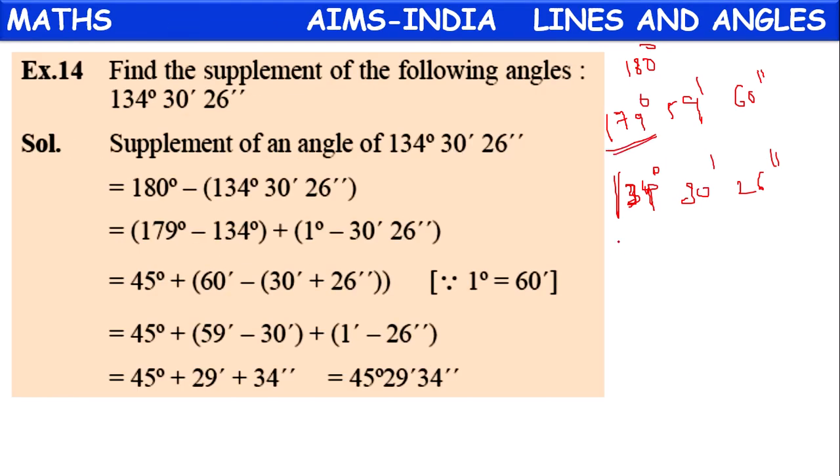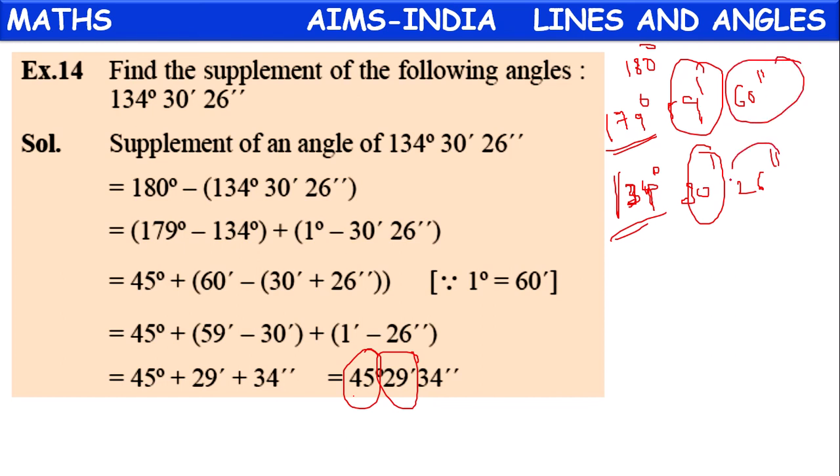So from 179, if you remove 134, it means 45 degrees. From 59 minutes, if you remove 30 minutes, it means 29 minutes. From 60 seconds, if you remove 26 seconds, it will be 34 seconds. Like that, directly also you can do.